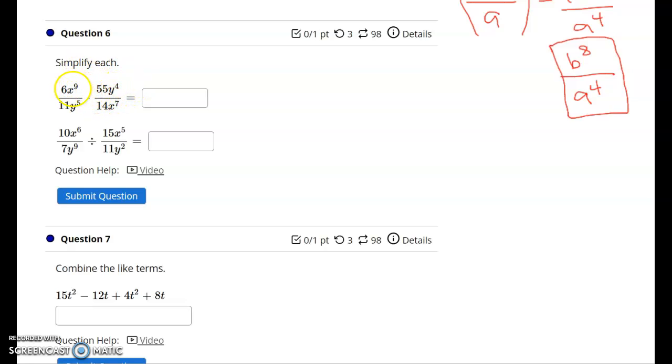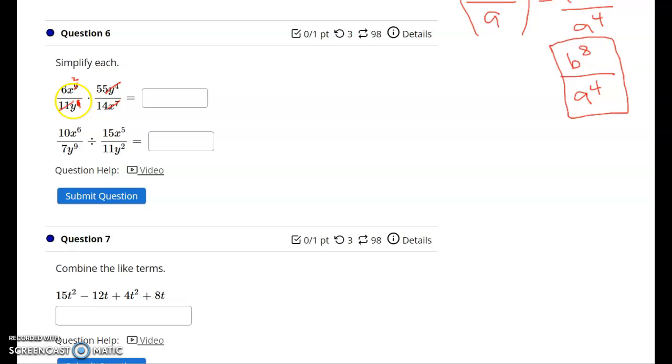So first, I'm going to look at the x's. Numbers that are either up and down, so numerator and denominator, or diagonal from each other can be canceled out. So I can see 7 of those x's will cancel out and leave me with just x squared left there. With the y's, all of those will cancel and I'll just be left with y to the 1, or just y. Okay, next, let's do numbers.